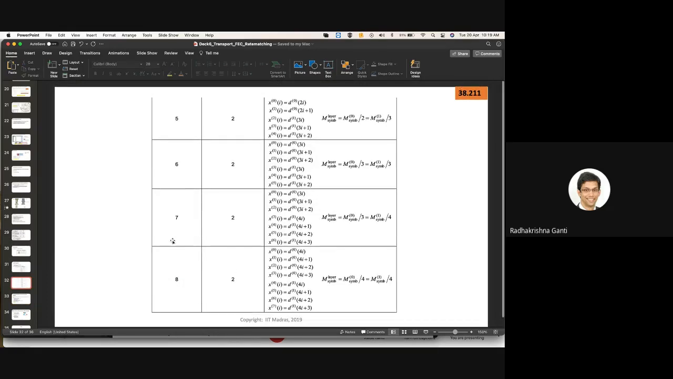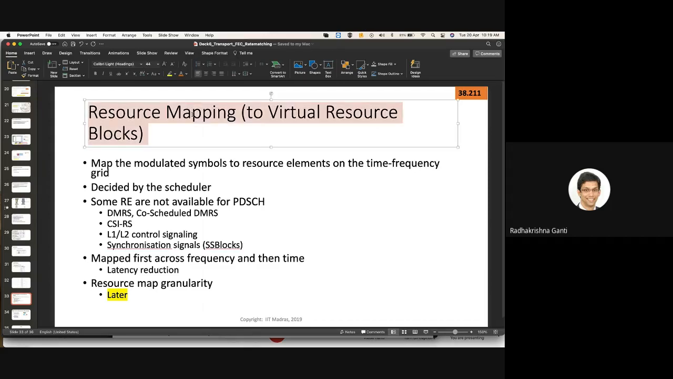Then what happens? I'll just tell a short story so that we can conclude this. After you do layer mapping, each layer goes into a separate RE grid. In that RE grid, based on where the UE is allocated resources, you map these constellation points into the different REs. That is called RE mapping, resource mapping.